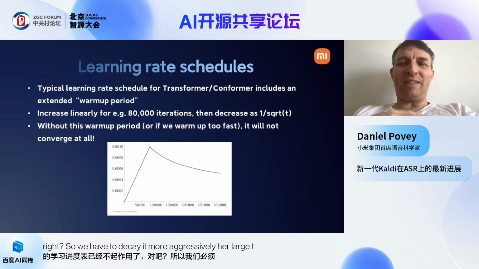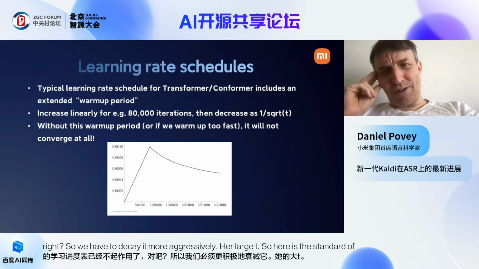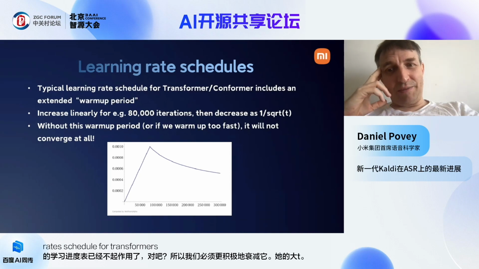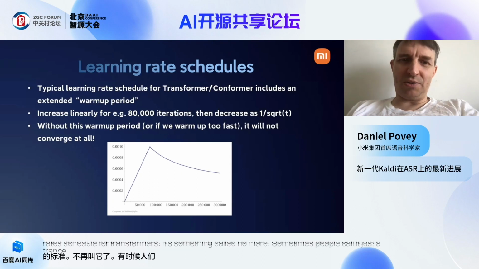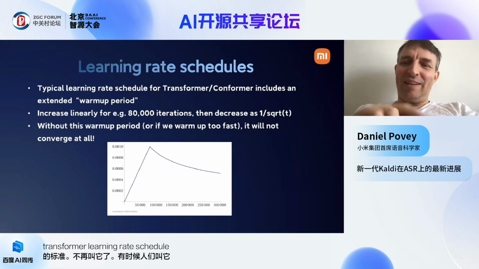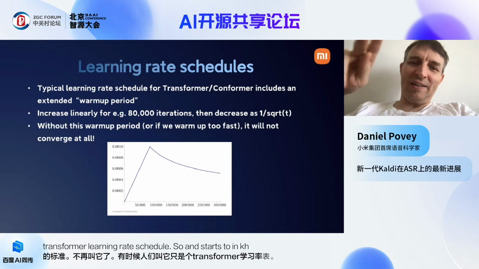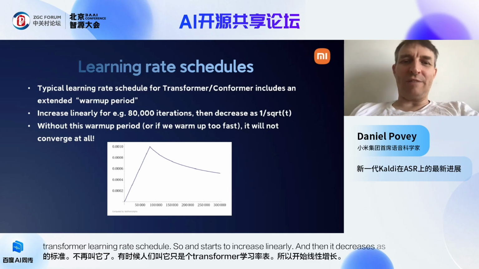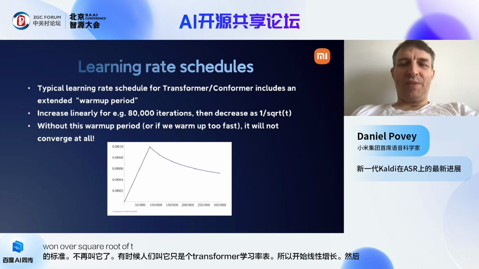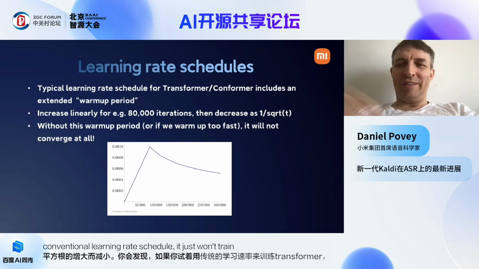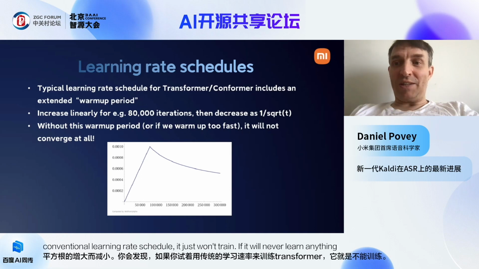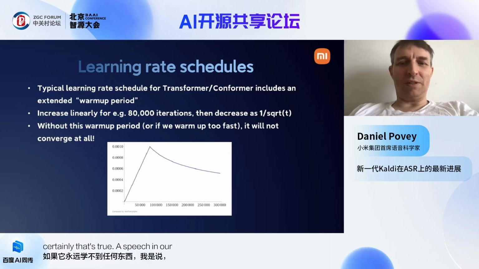So here is the standard learning rate schedule for transformers. It's something called Noam, or sometimes people call it just a transformer learning rate schedule. So it starts to increase linearly, and then it decreases as 1 over square root of T. And what you'll find is if you try to train a transformer without this schedule, it just won't train. It will never learn anything. I mean, certainly that's true for speech in our experience.